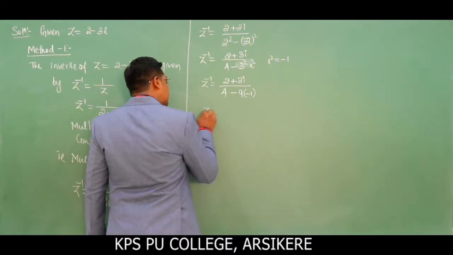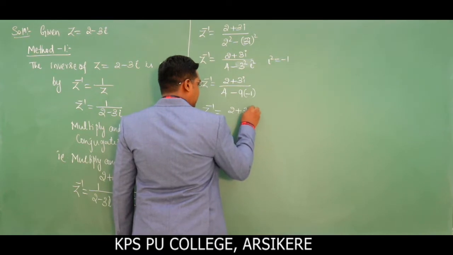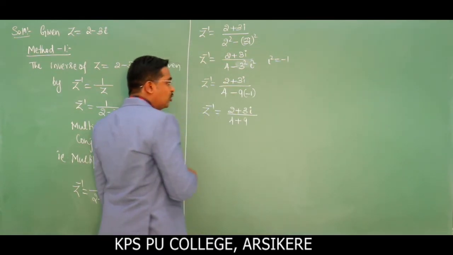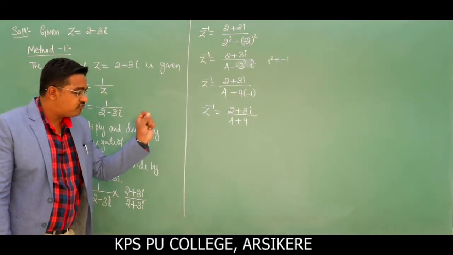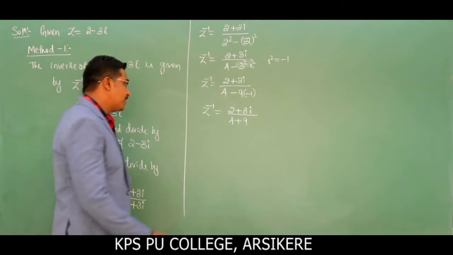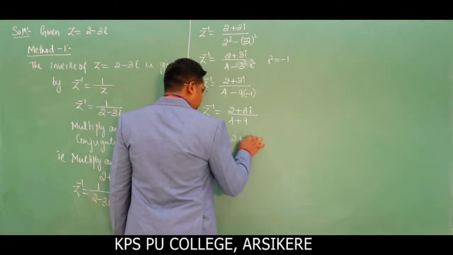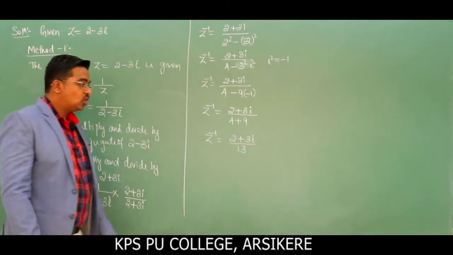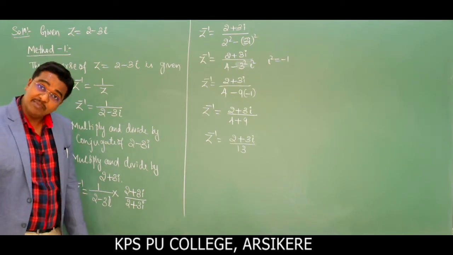So therefore z inverse is equal to 2 plus 3i whole divided by 4 plus 9. Minus into minus becomes plus 9. Sorry, 4 plus 9 becomes 13. Therefore z inverse is equal to 2 plus 3i divided by 13. So separate the real and imaginary parts here.